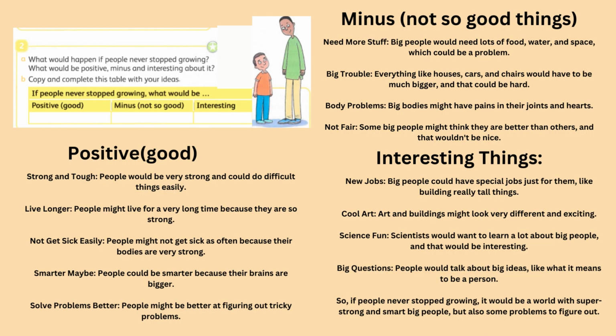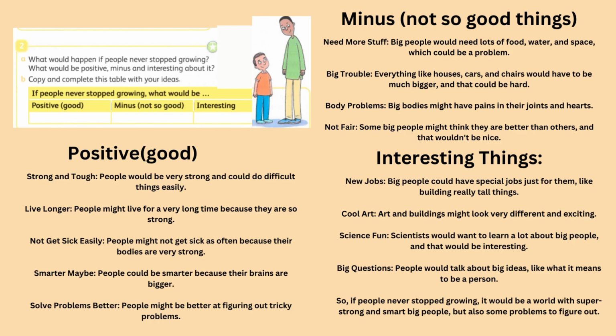Now, activity 2. What would happen if people never stop growing? What would be positive, minus, and interesting about it? Copy and complete this table with your ideas. If people never stop growing, what would be positive, good, minus, not so good, interesting? So I have done for you positive things. For example, strong and tough. People would be very strong and could do difficult things easily.